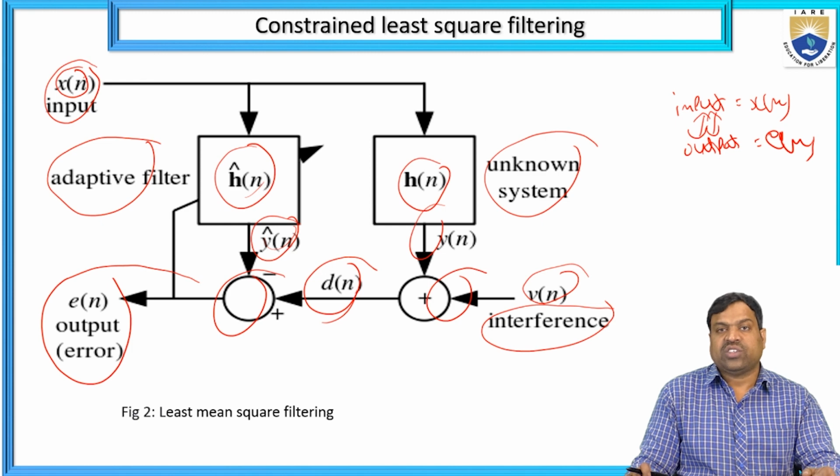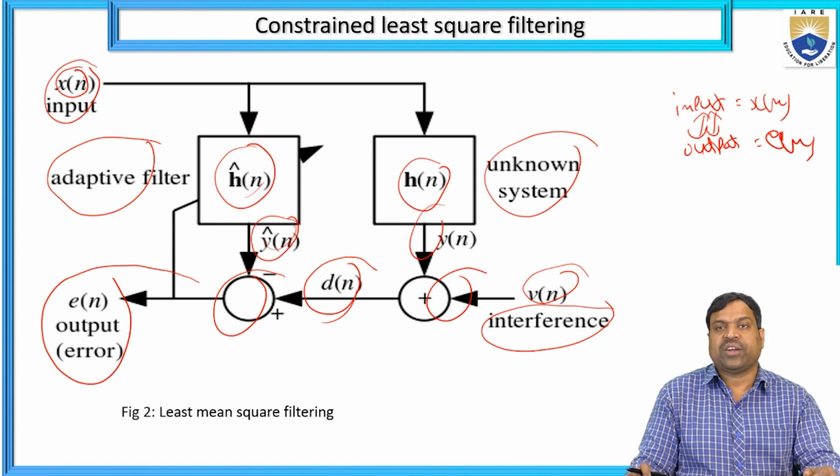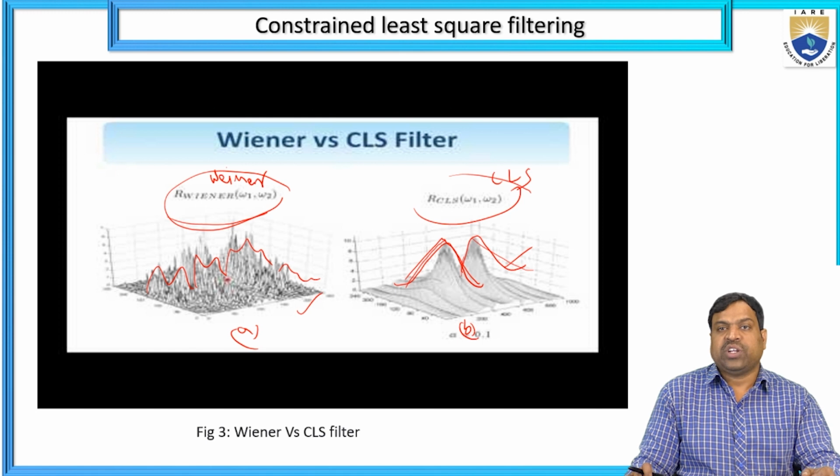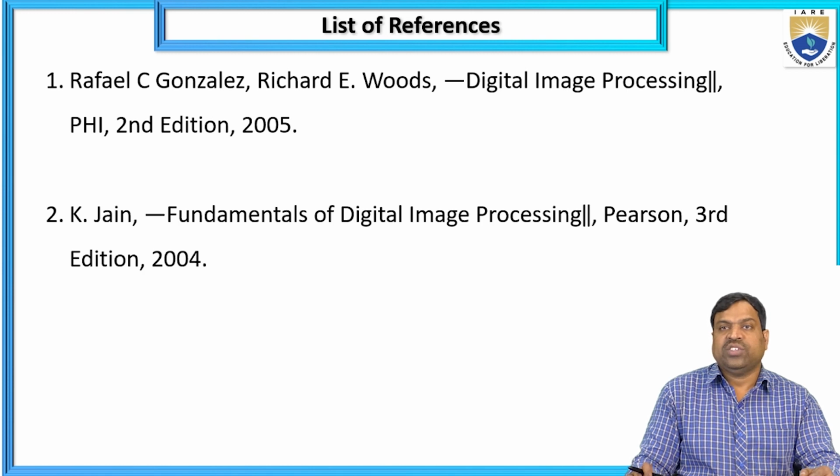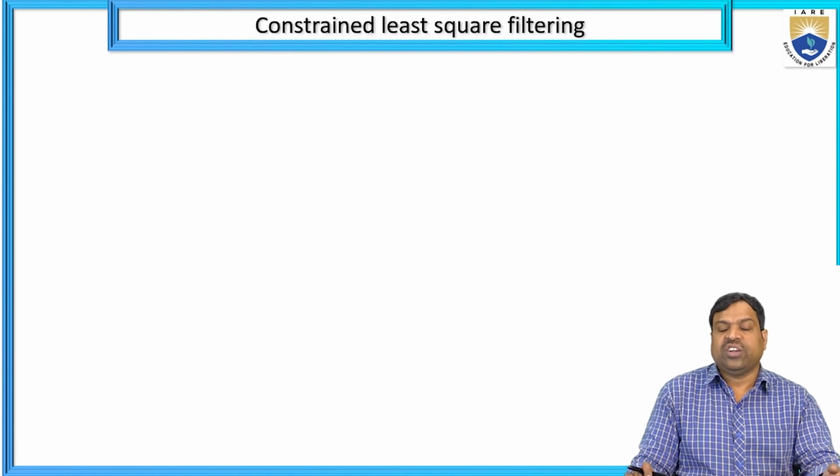It is the example and block diagram of least mean square filtering with inputs and outputs, with a degraded function and interference. It is one example of VNR with constrained least square filtering. Okay, this is about constrained least square filtering.